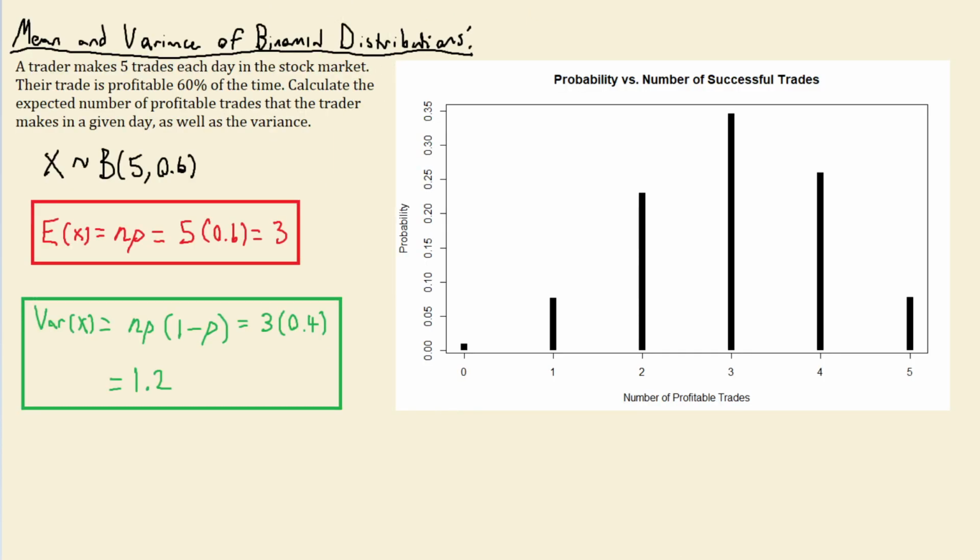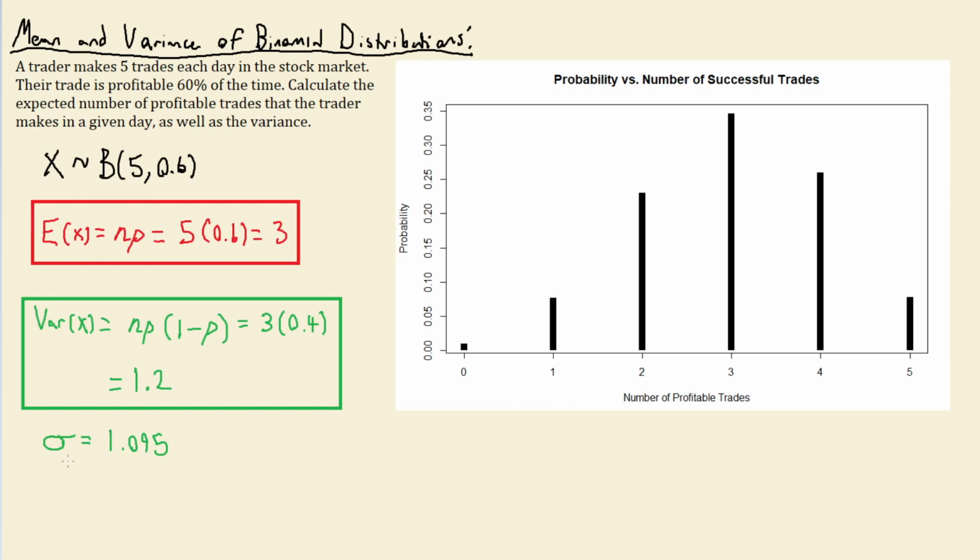So if we take this newfound information and apply it to our original example with the trader making 5 trades with a 60% chance of success, and calculate our variance, we get 5 times 0.6, which is 3, multiplied by 1 minus 0.6, which is 0.4. 3 times 0.4 is 1.2, and this tells us that this binomial distribution will have a standard deviation of about 1.095.